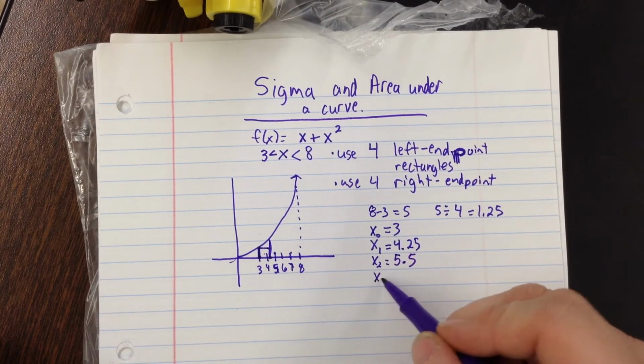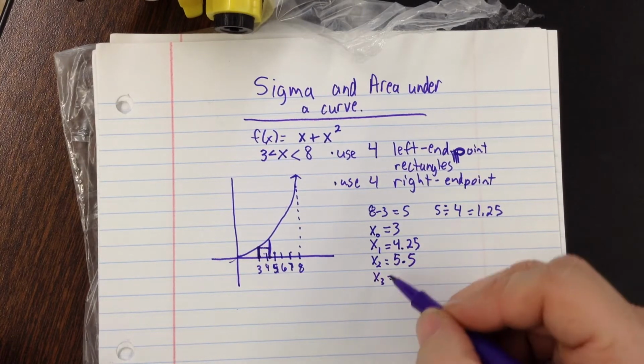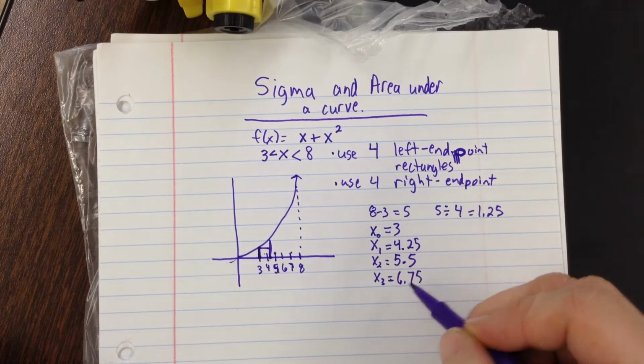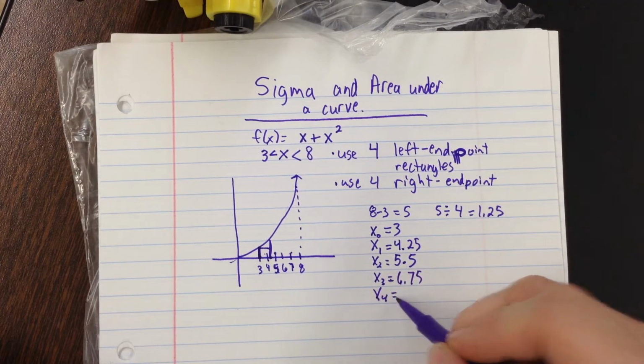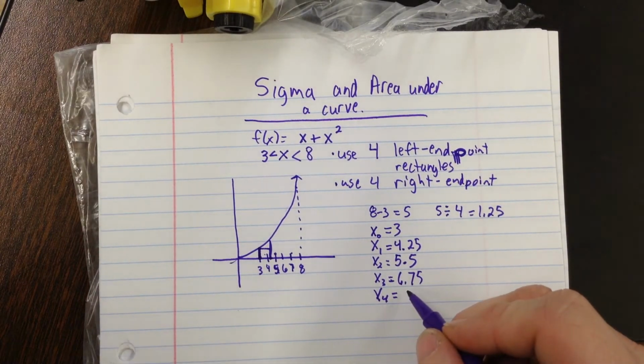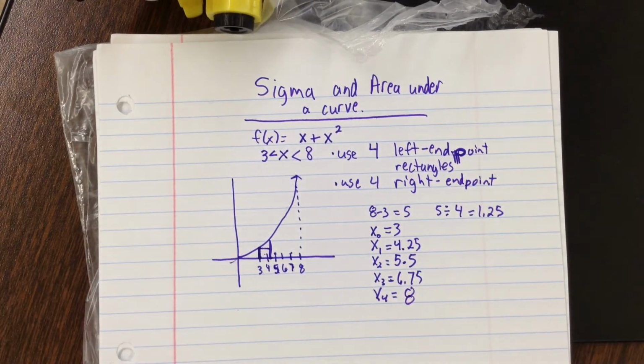And x3 will be plus another 1.25, and that's going to be 6.75. x4, which is your last rectangle, you're going to add 1.25 one more time, and you are going to get 8. That wouldn't make sense if it were 7. These two should be the beginning and end of the interval, and they are, so we did all our work right. Now, if you're looking at the graph, you're just going to kind of do that.